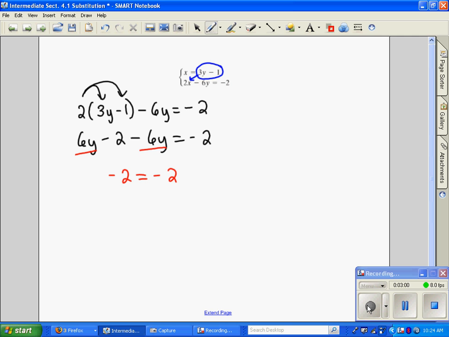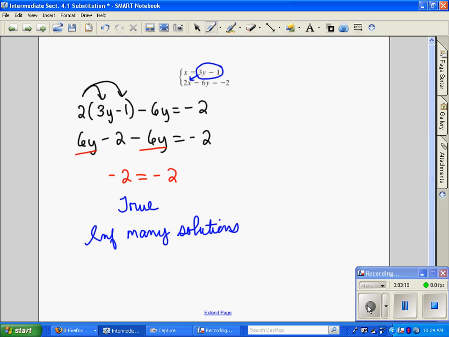Well, when you lose your variables and you're left with this statement, you simply ask, is this true or false? This is true. That means it is infinitely many solutions. If it was false, we would say no solution, but this is infinitely many solutions.